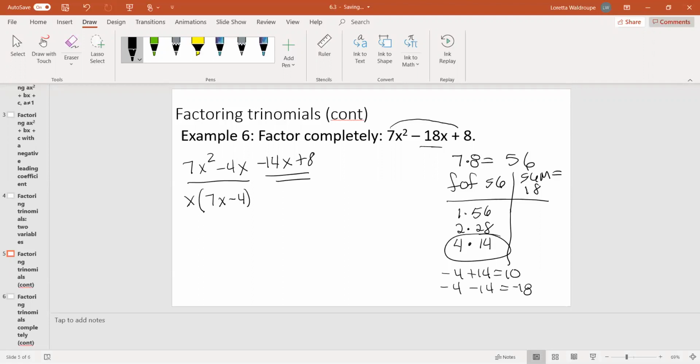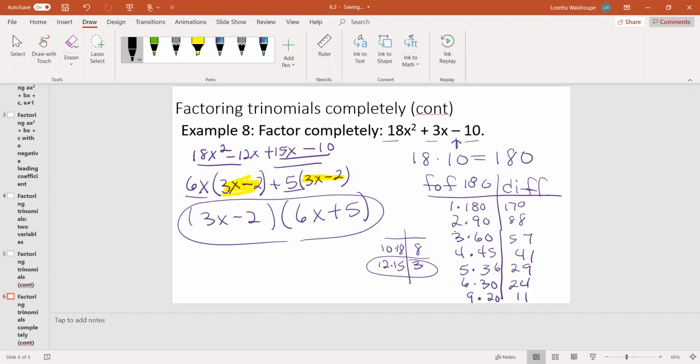The second two are both even, so they have a 2 in common. But since my first term is negative, I want to pull out a negative 2. So divide by negative 2 and divide by negative 2. Now you see your common binomial factor. And then x minus 2 for your final answer.